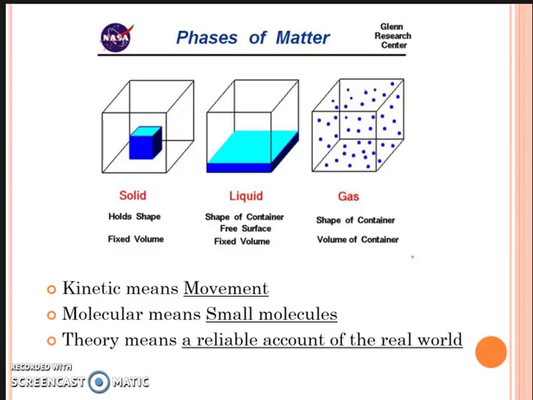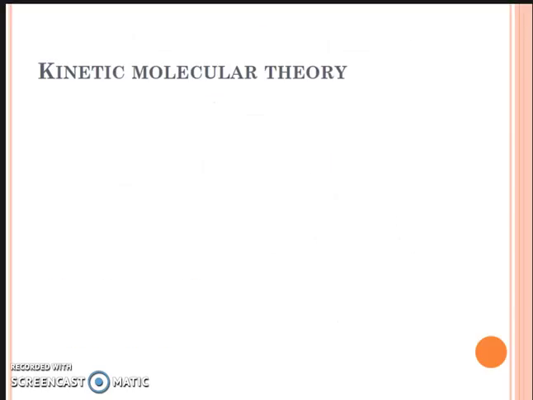A theory in science means that it is a reliable account of the real world, meaning scientists have done lots of experiments to back up their theory behind why something behaves that way. So kinetic molecular theory, or KMT, means we have a movement of small molecules. So we can make a prediction of how these small molecules behave. And there's 4 parts to the kinetic molecular theory, and we'll break them down.